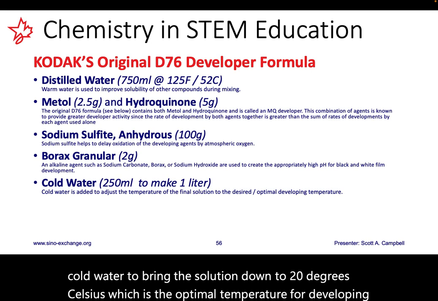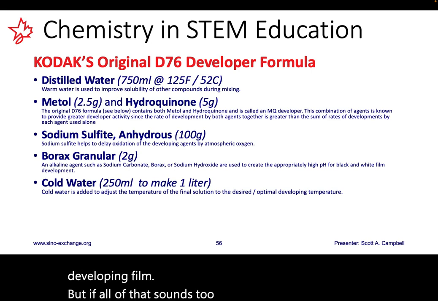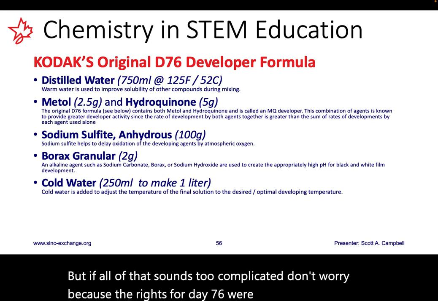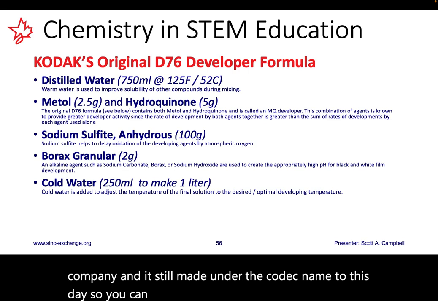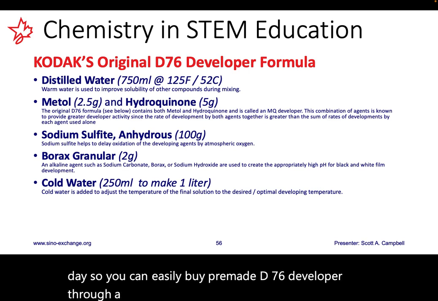Now, if all of that sounds too complicated, don't worry, because the rights for D76 were bought by another company, and it's still made under the Kodak name to this day. So you can easily buy pre-made D76 developer through a variety of commercial resellers if you'd prefer.